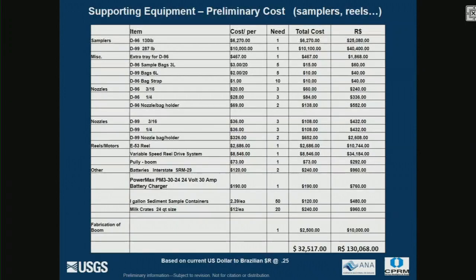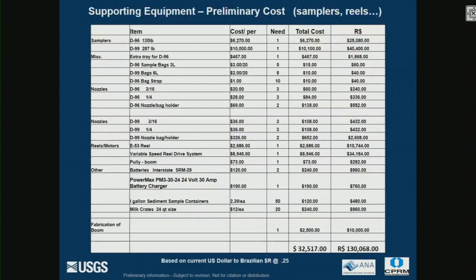The D99 is somewhere around 10, and I've got these converted over to the conversion from when I made this for this class. Extra trays, the 3-liter sampler bags, are $15. The 99 sampler bags, and so it goes, the little straps, and as you can tell, some of the nozzles are fairly expensive. The nozzle holder that you saw me passing around, the price just keeps going down.